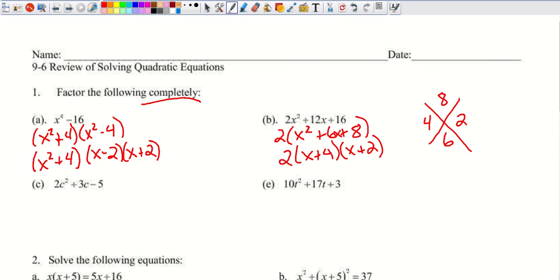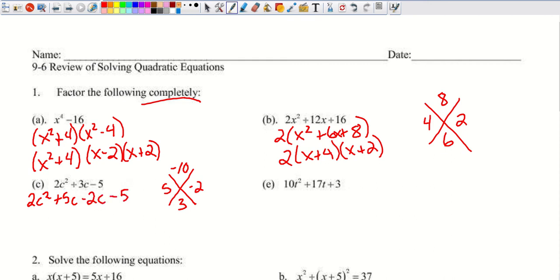Okay, letter C, there is a 2 in front and we can't get rid of it. So this is when we're going to do our factor by grouping. So we want to multiply to negative 10 and we want to add to 3. So this is going to be 5 and negative 2. We are going to rewrite the 3c as 5 and negative 2 instead. So it's going to be 2c squared plus 5c minus 2c and then minus 5.